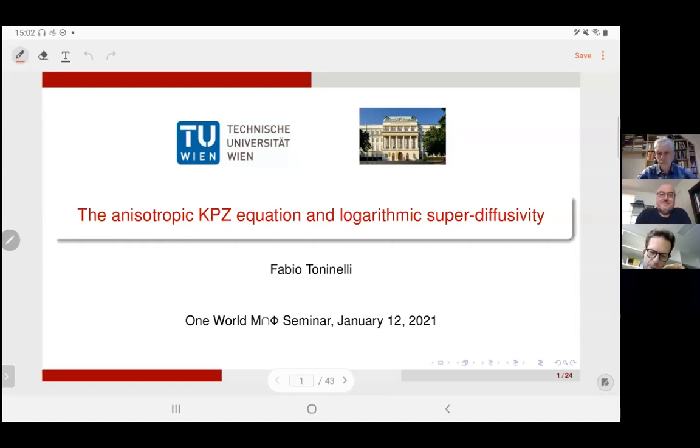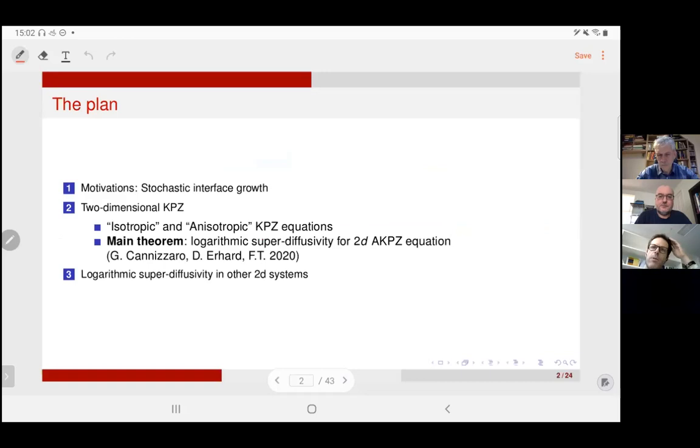All right, so this is a project. I will mention my co-authors in a second. It's about this KPZ equation, the two-dimensional anisotropic KPZ equation. I'm not assuming you know what it is, but I will define it. I will start with a little bit of motivation. I will start discussing a bit in general the so-called Kardar-Parisi-Zhang equation and how it's related to so-called stochastic interface growth.